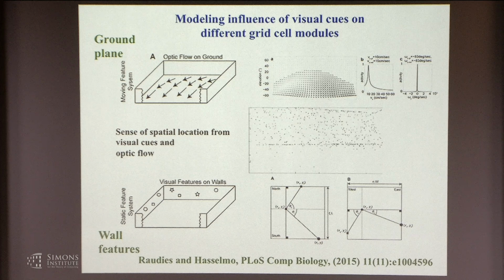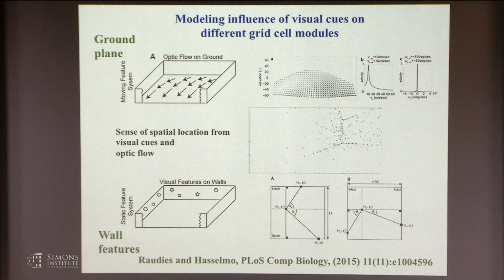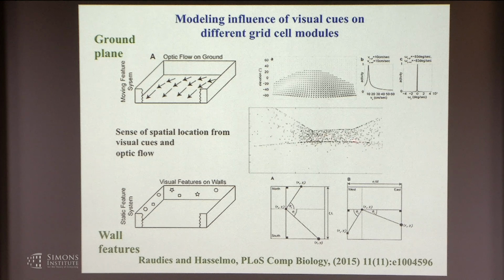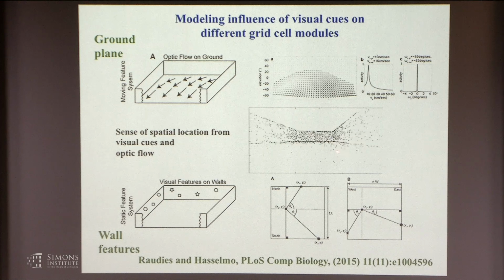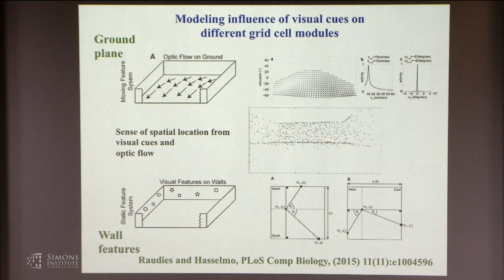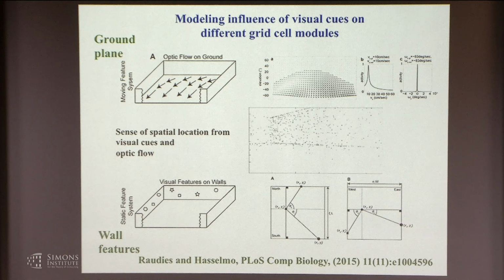So with Florian Raudi, we actually modeled how this could arise from the angle of visual features or optic flow. And really, you can use either thing for coding location. I made this movie with these random dots just to show how easy it is to get a sense of your location in an environment just based on either optic flow or feature angle.